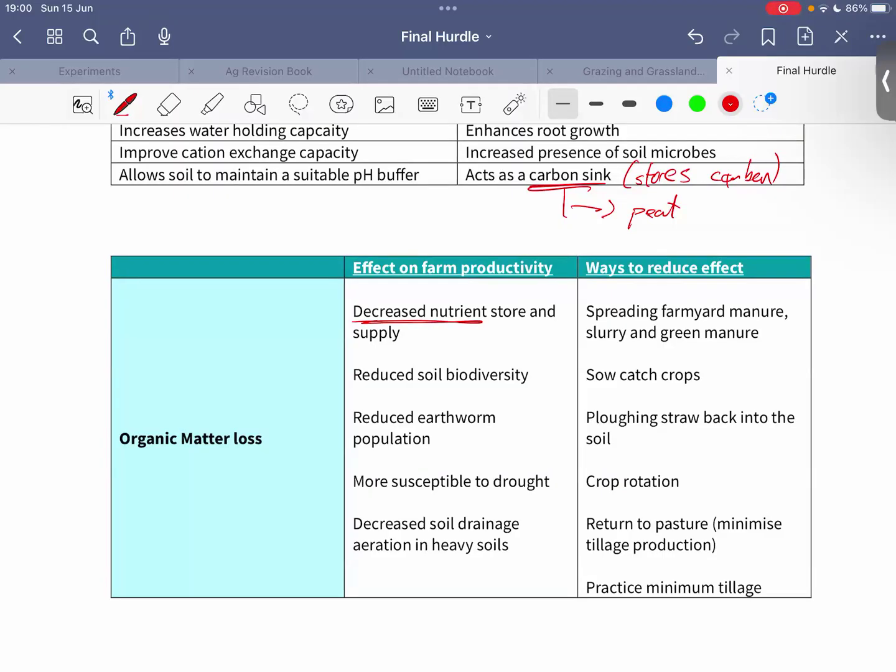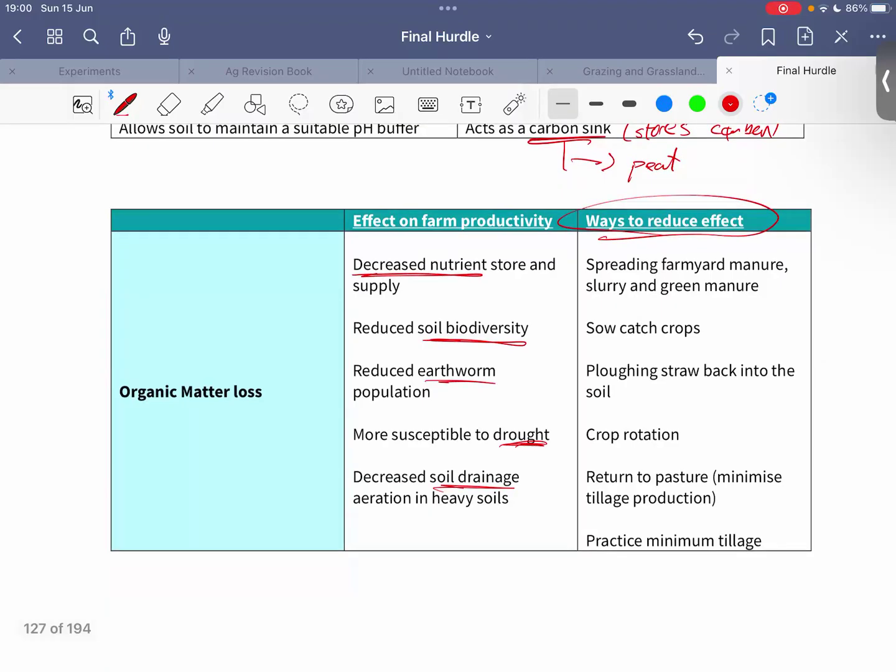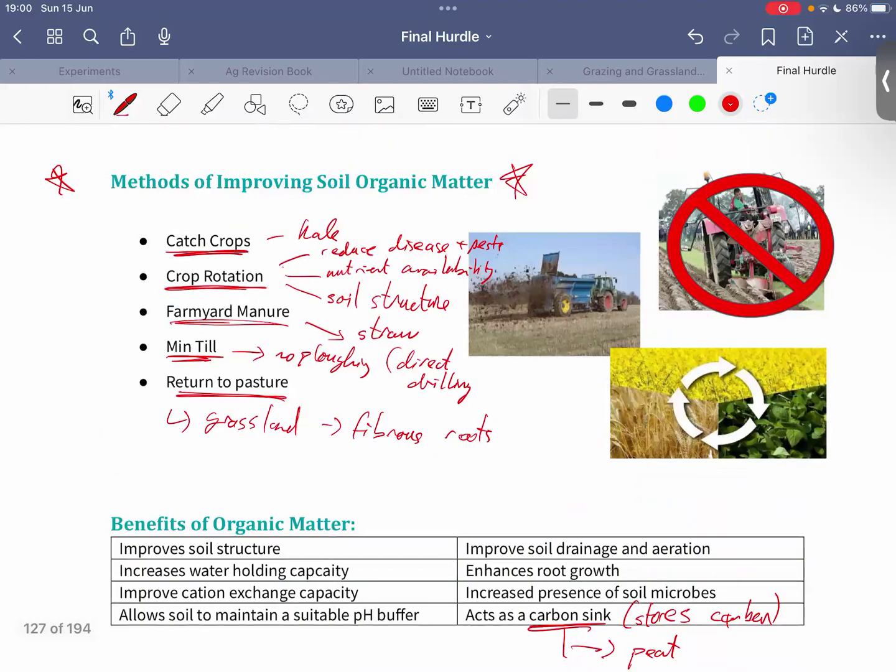Organic matter loss, the effect on your farm productivity. It decreases your nutrient stores, decreases your soil biodiversity, your earthworm population, more susceptible to drought, and a decrease in your soil drainage. Okay, how do we reduce this effect? This here is the same. So how do we reduce our organic matter loss? It is basically the same as this answer up here. How do we increase our organic matter in our soil?